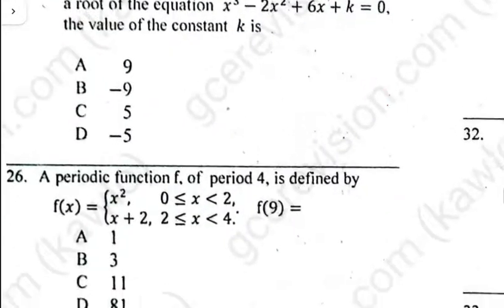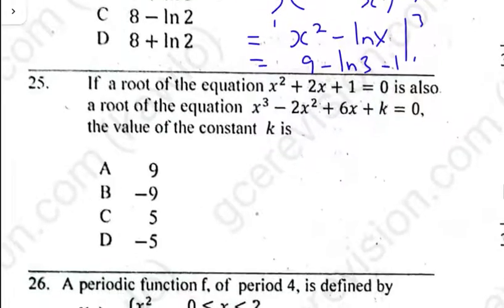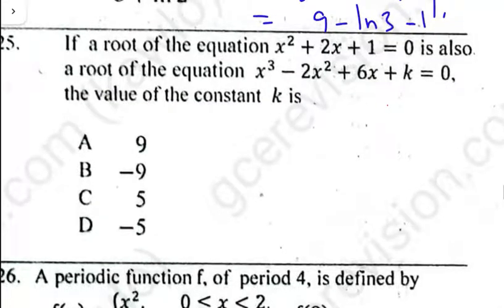Question 25. A root of the equation x squared plus 2x plus 1 equals 0 is also a root of the equation x cubed minus 2x squared plus 6x plus k equals 0. The value of the constant k is. A lot of students had a problem with this question, but this is the trick.